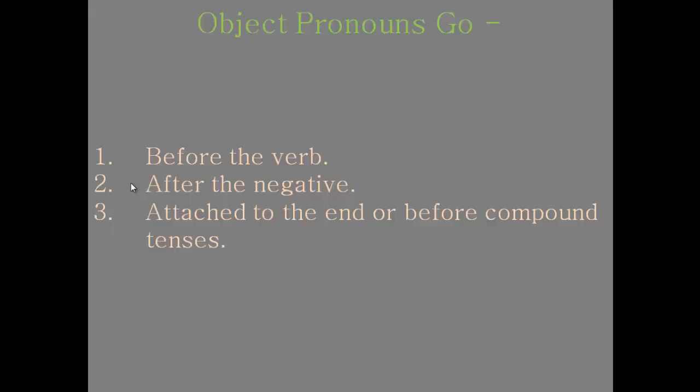So there are three main rules. These are just the main rules for the positioning of object pronouns. I've tried to simplify it down as much as I can. There are a few more rules, but they're nothing you need to worry about just yet. So in a nutshell, object pronouns go: one, before the verb; two, after the negative; and three, attached to the end of, or indeed before, compound tenses.